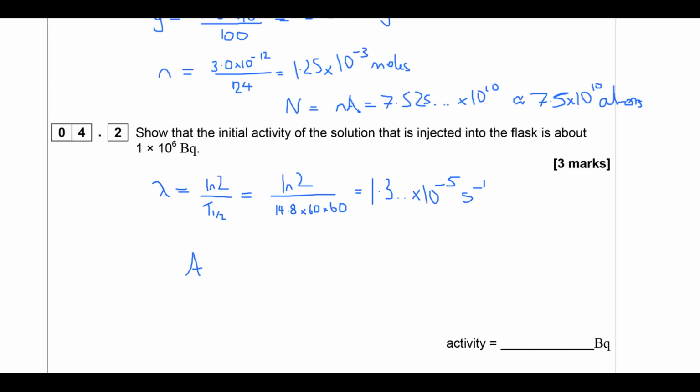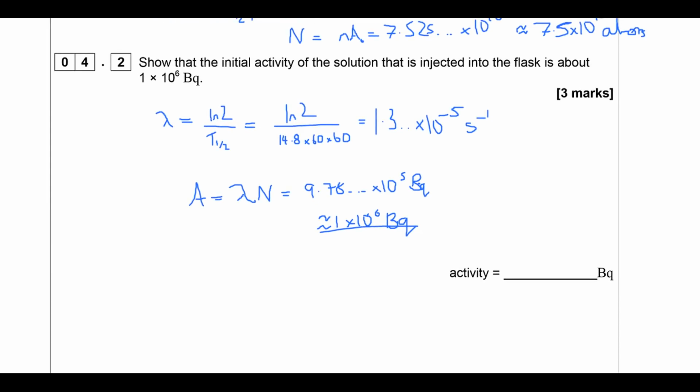An activity you can calculate using your decay constant times the initial number of atoms, so that answer times by 7.525 times 10 to the 10 is 9.78 blah blah blah times 10 to the 5 becquerels, which is roughly 1 times 10 to the 6 if you round it to one significant figure. So that's what we were looking for there. Okay, so let's move on to the next part.